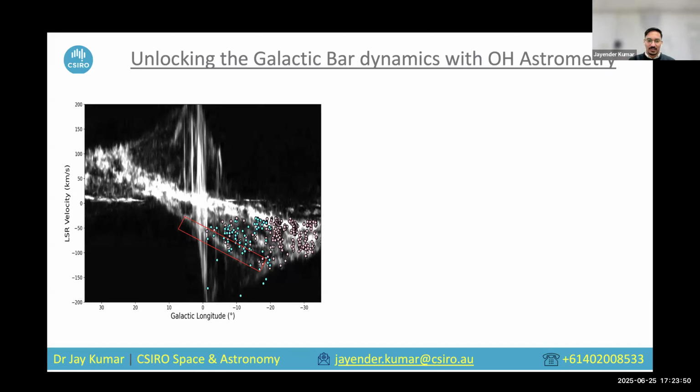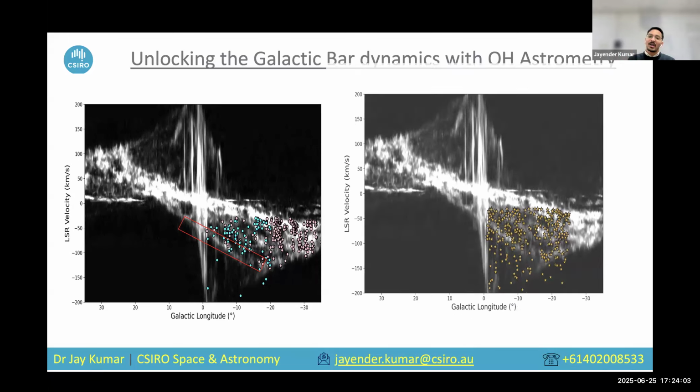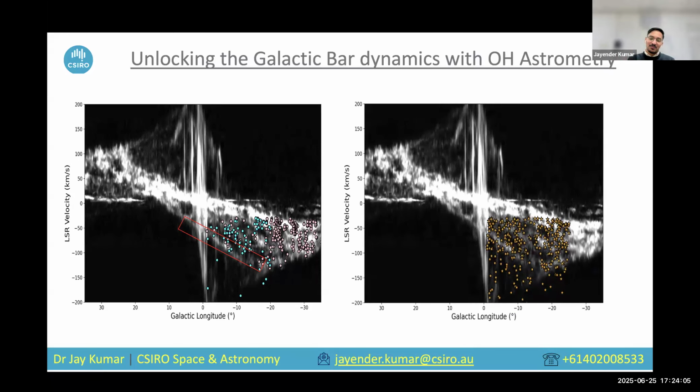And also there's a lot that goes into selecting sources. If you're spending 2 years of your telescope time on something, you want to be perfectly sure that everything is all right.